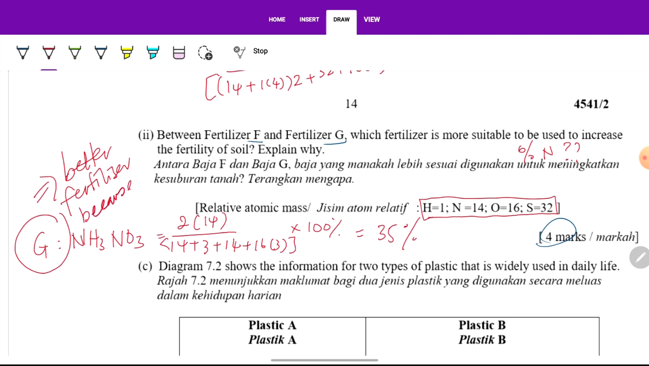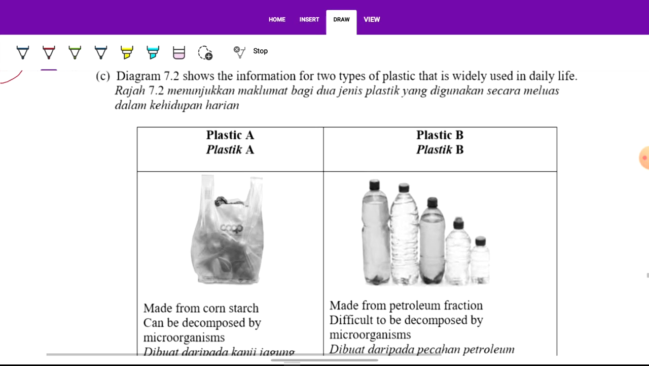Because the percentage of nitrogen is higher. Okay, yeah, the higher the percentage of nitrogen in the fertilizer, meaning that better fertilizer. Okay, next C.